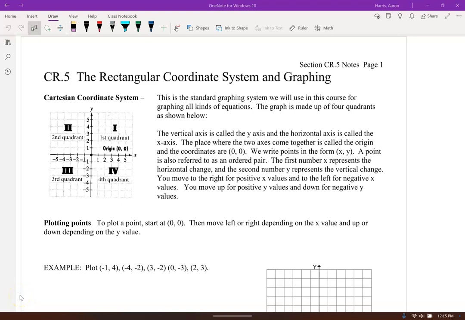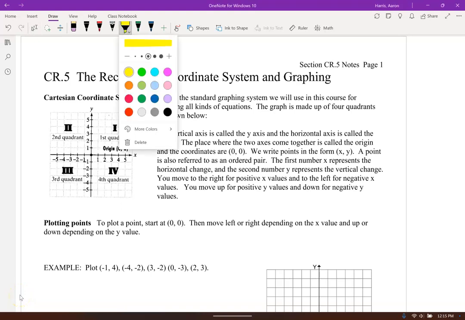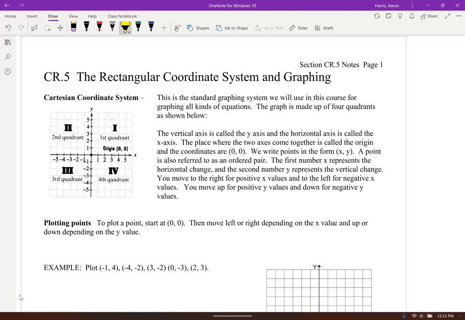All right, guys, this is the rectangular coordinate system. It's also referred to as the Cartesian coordinate system. It's a standard graphing system for graphing all kinds of equations and functions, and we've got four quadrants.